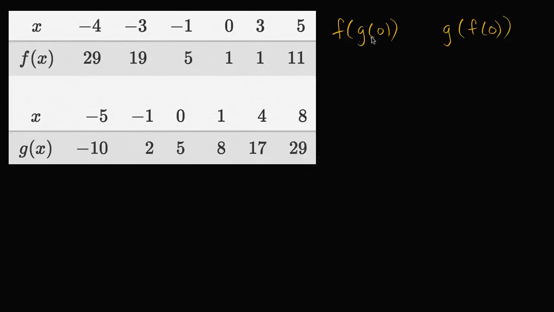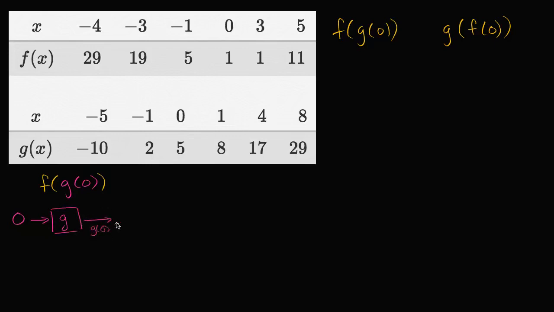Well, let's first think about f of g of 0. What is this all about? And actually, let me use multiple colors here. f of g of 0. Well, this means that we're going to evaluate g at 0. So we're going to input 0 into our function g. And whatever we output is going to be g of 0.